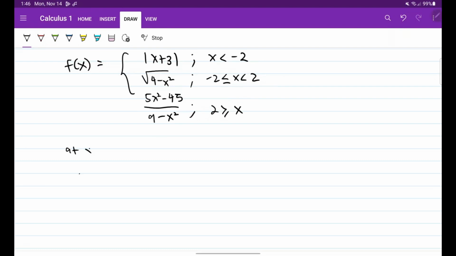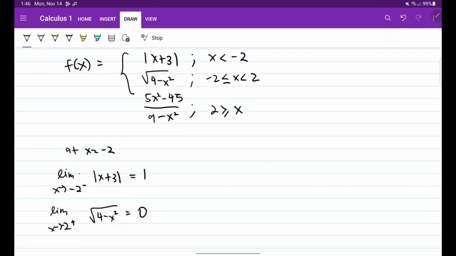So at x equals -2, let's check the limit from the left side and the right side. The limit as x approaches -2 from the left of absolute value of x plus 3, when we plug in any value there, -2 minus, that will be equal to 1, because this will be |-2.1 + 3|. Okay? And then let's check from the right side. The limit as x approaches -2 from the right of the square root of 4 minus x squared. So this will become just 0. Okay, so when we plug in the -2 plus there, this will become 0.